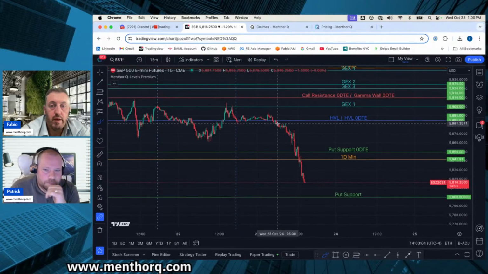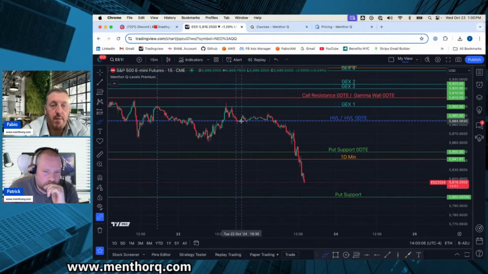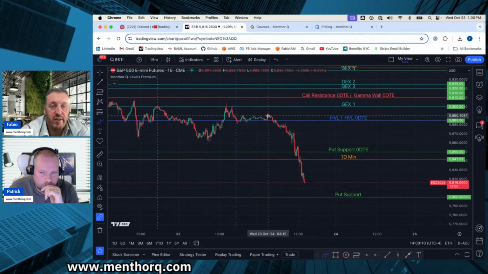Yeah, so look at this. We were above the IVO level for the morning, obviously low volatility, and then suddenly we broke down. Obviously the news, like Patrick mentioned, accentuated the move, and we saw a very strong pullback down here.